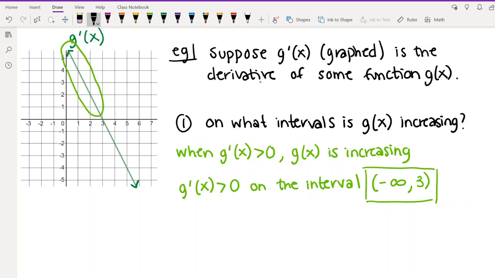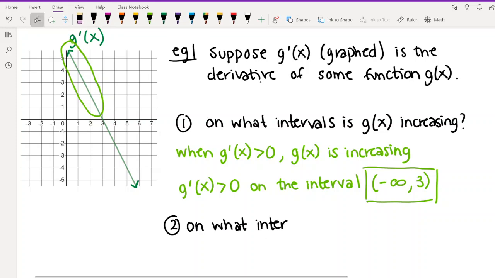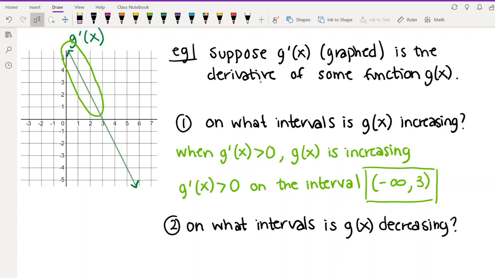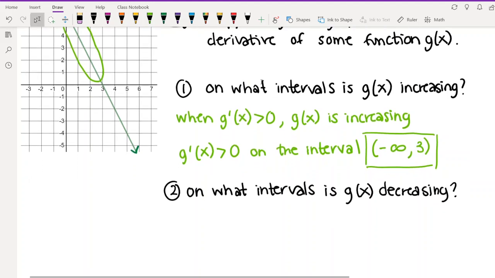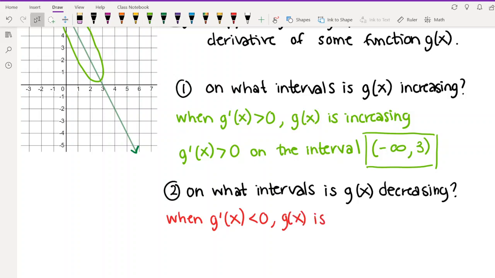Okay, so the next question is on what intervals is g of x decreasing? Well, it's really the same question, but now just looking at when is the derivative negative, right? So when the derivative is negative, g of x is decreasing. And so we just want to look at this graph and see, okay, what part of the graph is negative?